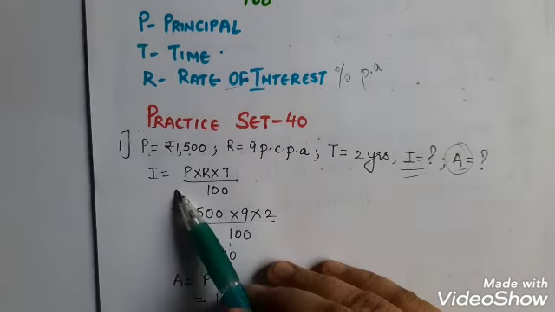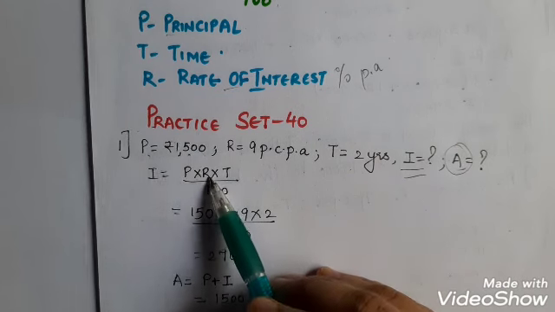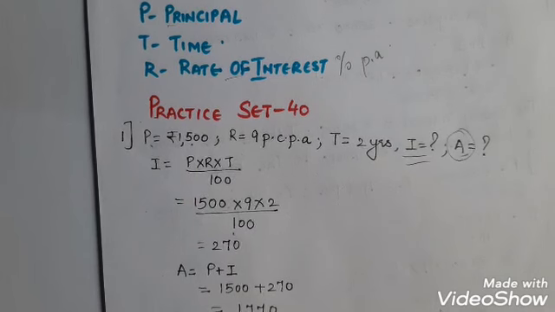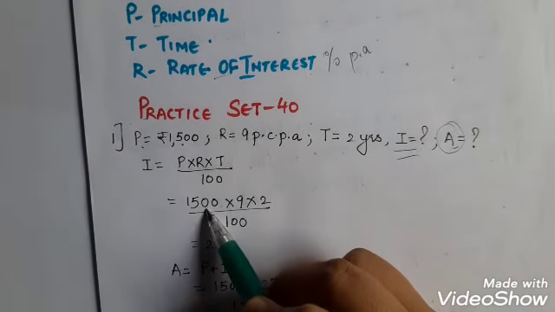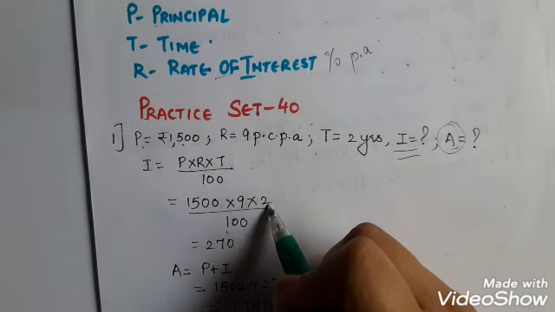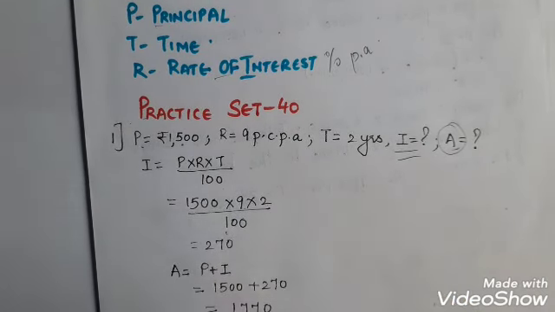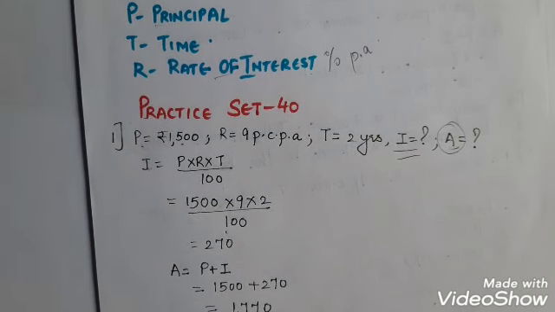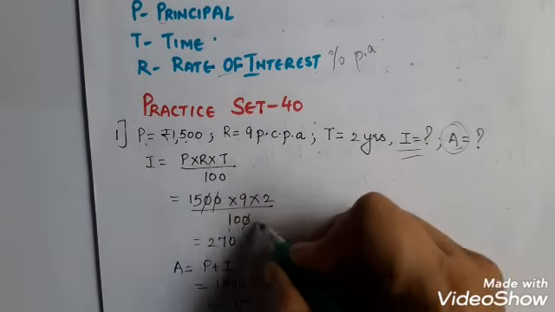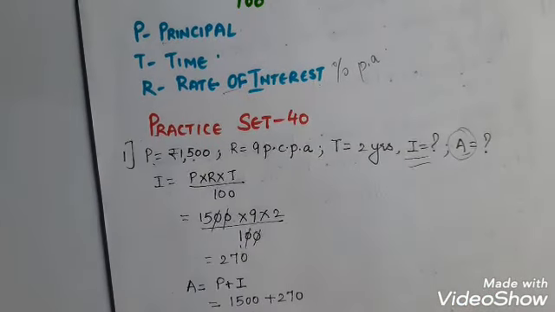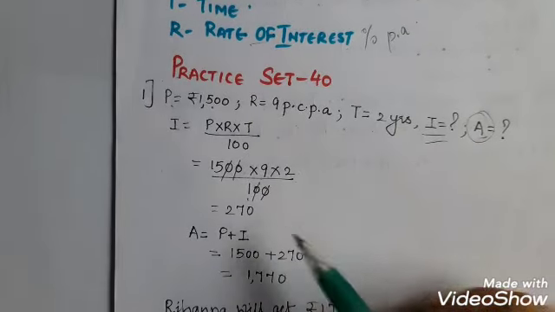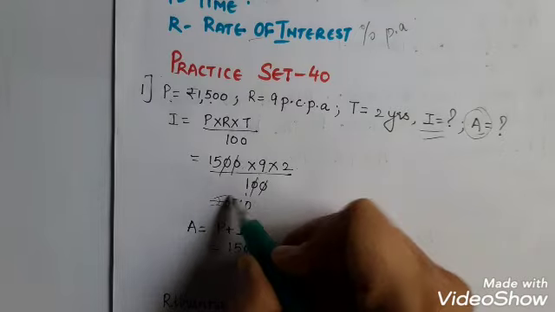So interest is equal to P multiplied by R multiplied by T upon 100. So P is how much? 1500 multiplied by 9 multiplied by 2, the whole upon 100. So now 0 and 0 get cancelled. Again this 0 and this 0 get cancelled. So you multiply 15 into 9 into 2. You get the answer as rupees 270.